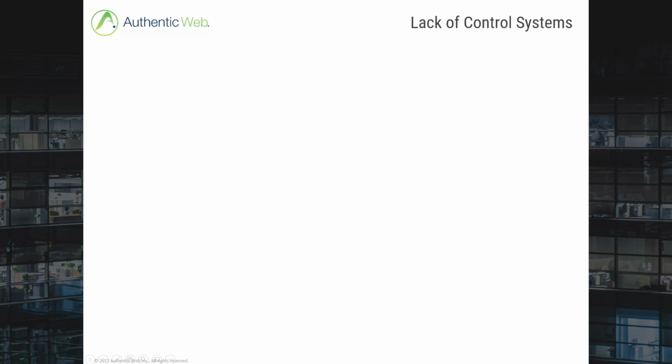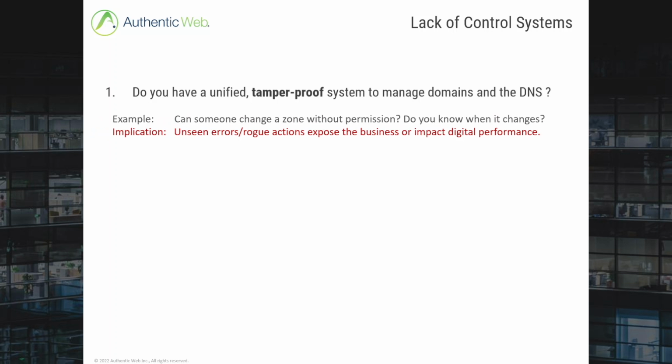Ask yourself or your operators 3 simple questions to determine if your organization has controls in place. Number 1, do you have a unified tamper-proof system to manage domains and DNS? Can someone change a zone without permission? Do you know when it changes? The implication here is unseen errors, rogue actions can expose the business and impact digital performance.